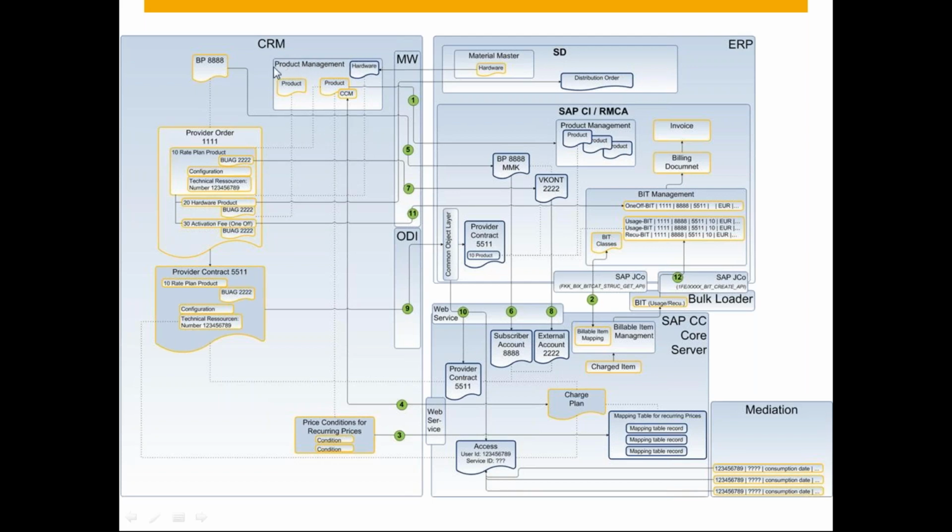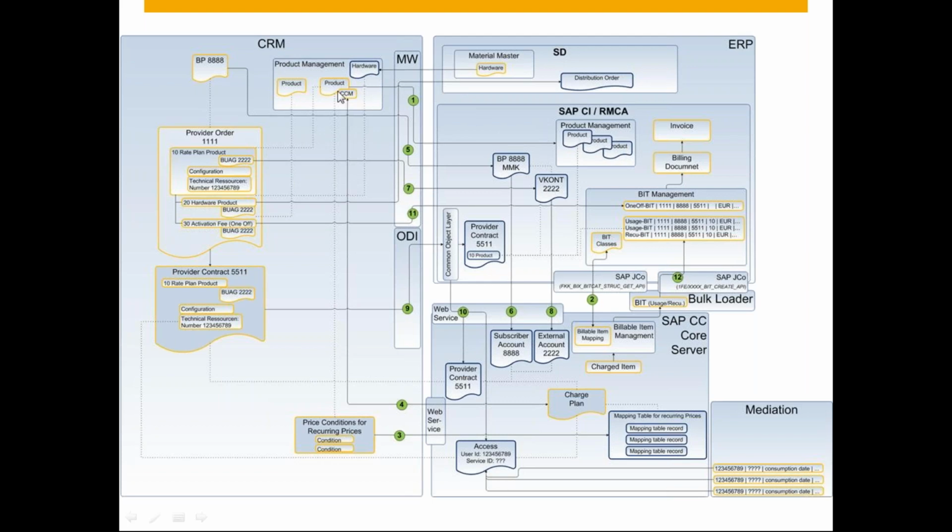This is the sales package, let's say. Whatever physical device has to be in the sales package, like the router or mobile phone, it is a physical device. That physical device we usually create in the ECC system in the material master, and we will replicate it to the CRM system. And the rate plan product, this we will create in the CRM system and send the basic information of this product to the ECC system as well.